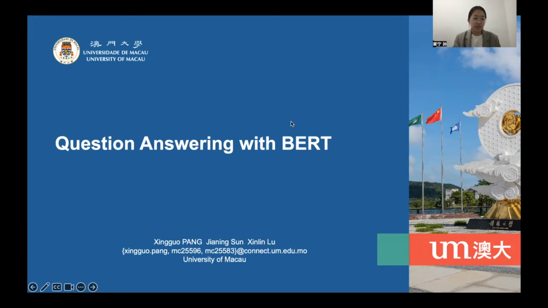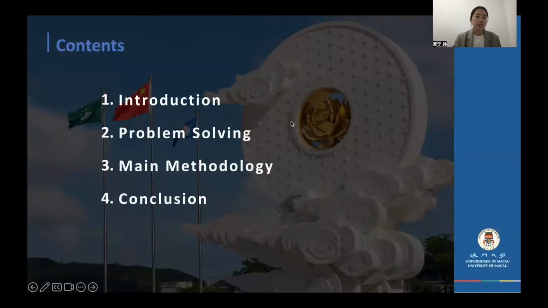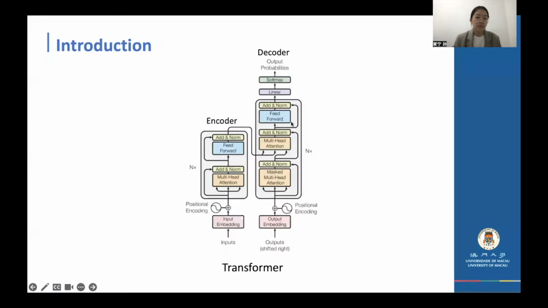In our project, we're going to be looking at how we apply BERT to the task of question answering. And we will introduce it in the following four aspects. First, I would like to introduce the algorithm that we use.